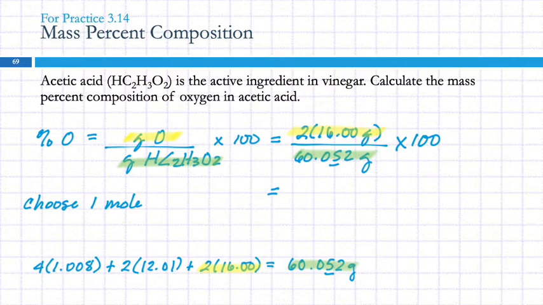How many sig figs will this answer have? 4. If you're keeping track, which I'm sure nobody is, 3 and 4 are the most common answers for how many sig figs in Chem 1A problems. So 53.29% oxygen.